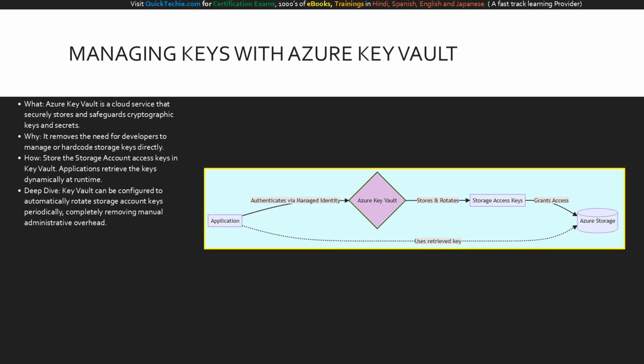How does it work? You place the storage account access keys inside the Key Vault. Your applications then authenticate to the Key Vault and retrieve the keys dynamically at runtime. For a deep dive into automation, Key Vault can actually be configured to connect directly to your storage account and automatically rotate your access keys on a strict schedule.